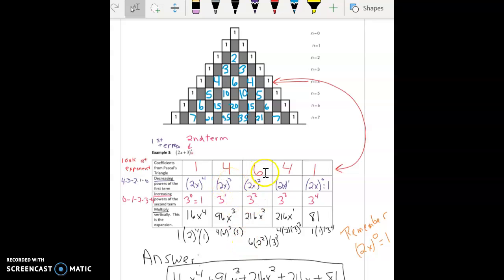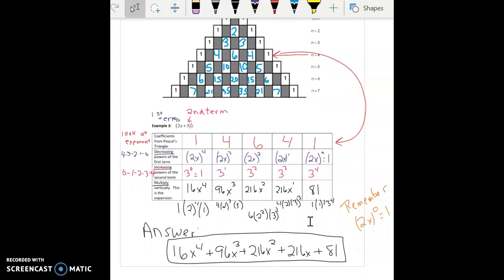Get your calculator, 6, put 2 in parentheses, raised to the 2nd power, 3 to the 2nd power is 216, and you're going to raise that x to the 2nd power. And then 4, parentheses, 2 to the 1st, 3 to the 3rd, and your answer is 216x to the 1st. And last, 1 times 3 to the 4th is 81. And then you're going to write your answer.